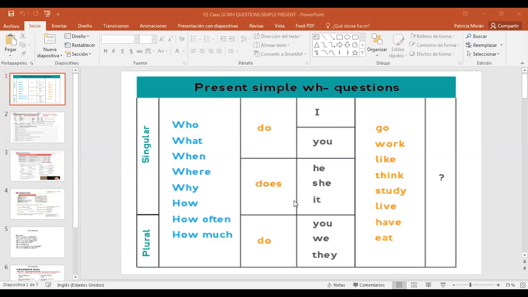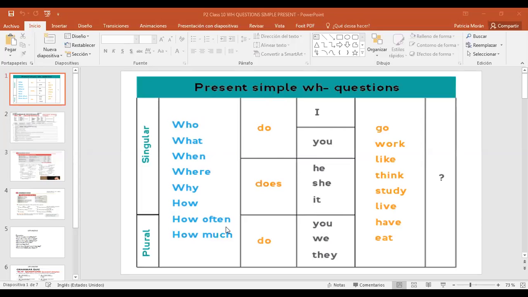So now let me continue with the next part. I'm going to share the WH questions in order to continue talking about these words that we have been working in the simple present. Remember that the WH words are who, what, when, where, and why, how often, and how much. And as in the examples, in the exercises, you can use the auxiliary do for the subjects I, you, for the subject you, ustedes, we, and they.